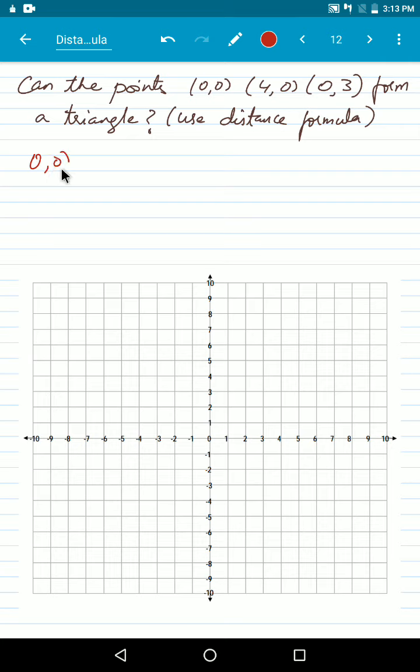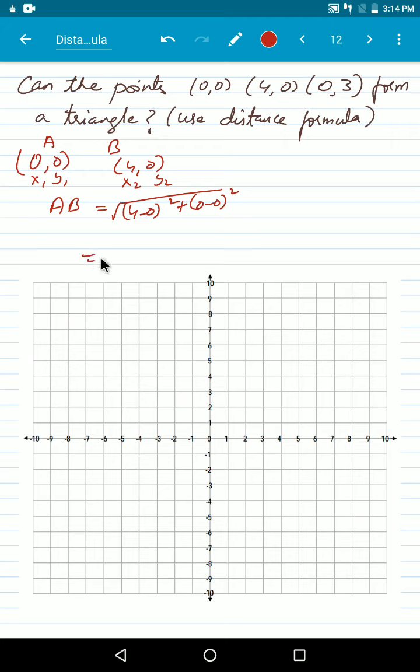Let us take (0, 0) as A and (4, 0) as B. So what will be AB now? If we take this as x1 y1, x2 y2, under root (4 minus 0) whole square plus (0 minus 0) whole square. So it will be 4 square only, which will be equal to 4. AB is equal to 4.